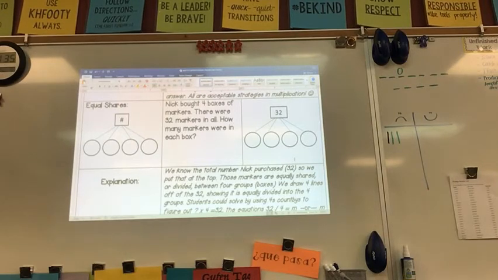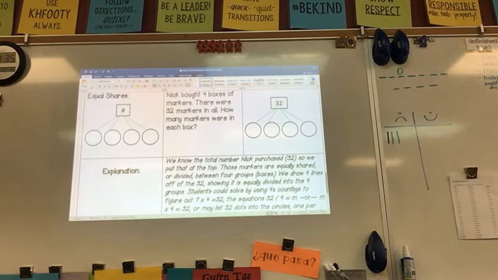4, 8, 12, 16, 20, 24, 28, 32. You got to it. How many times did we count by 4s? 8. Which means you would put 8 in each group. Right? Very good. Or, mathematicians, because you're getting so good at this, check it out.